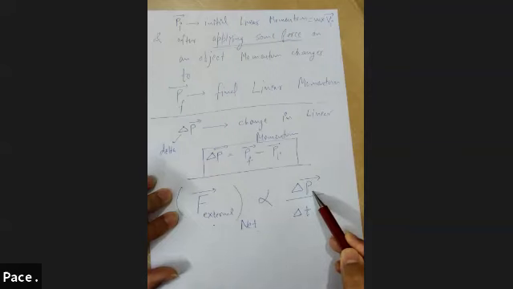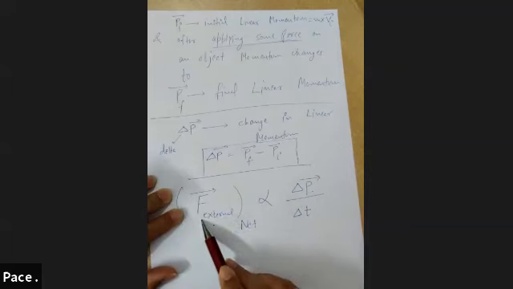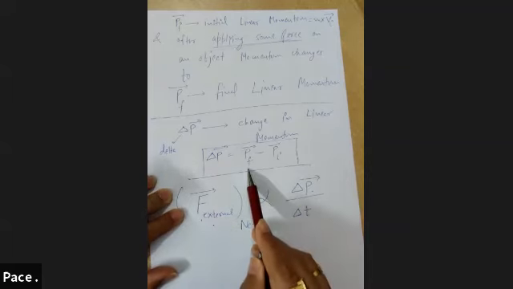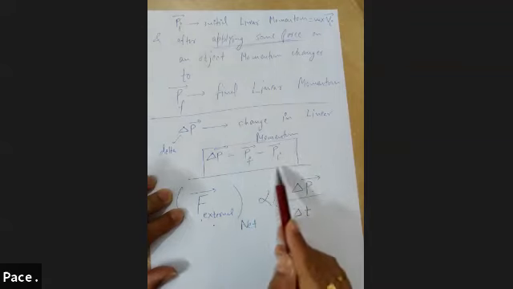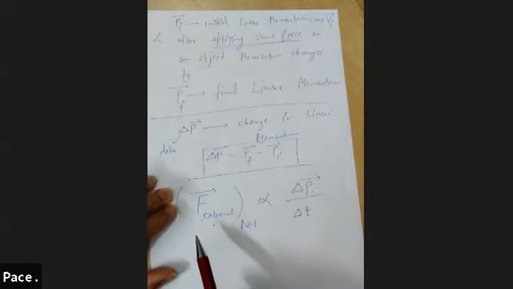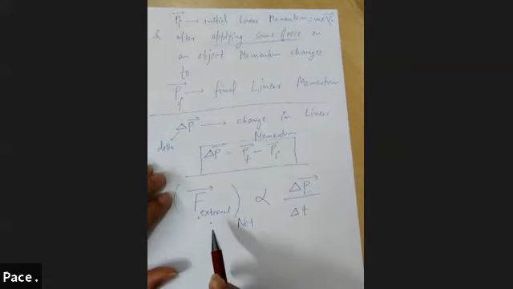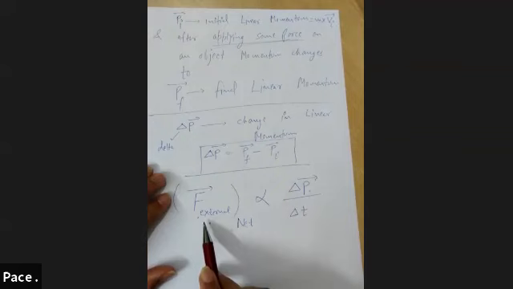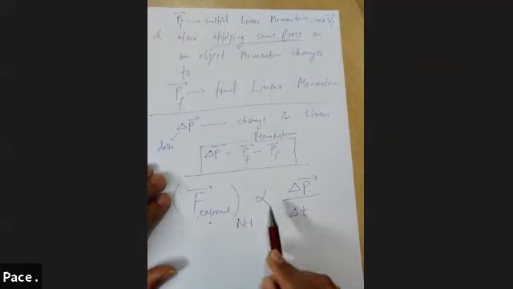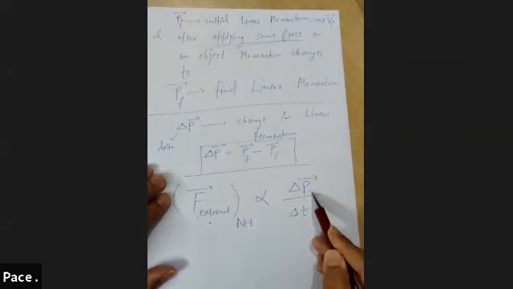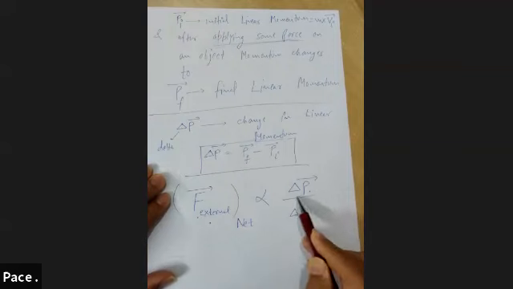That change would be directly proportional. If I apply a higher amount of force, then definitely this P final would be higher, and if this P final is higher, then this difference would also be higher. So basically Newton gave us this law that net external force acting on a body is directly proportional to change in momentum with respect to time, delta P upon delta t.